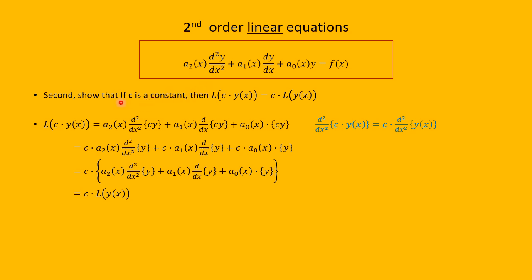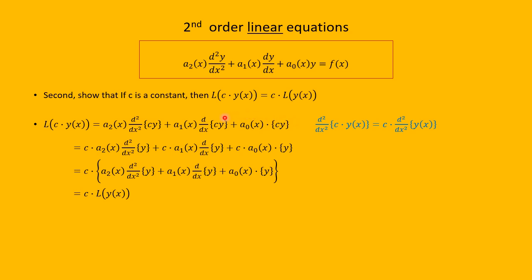Secondly, we want to show that if C is a constant, then L applied to that constant times y of x is equal to that constant times L of y of x. So let's just start with L of C times y of x, go through some calculations to show that that is equal to C times L of y of x.